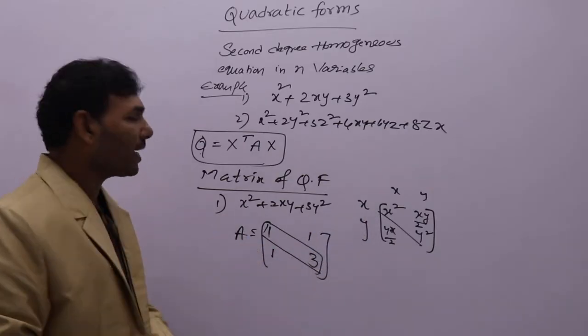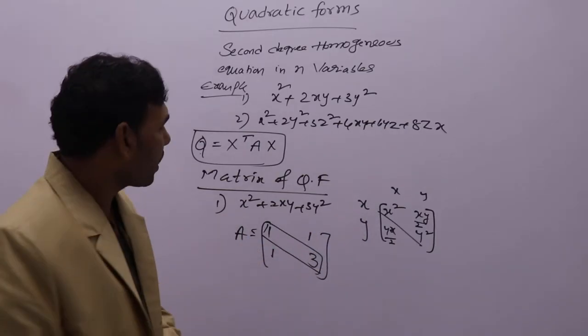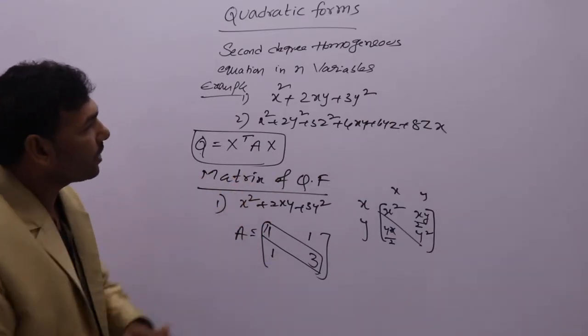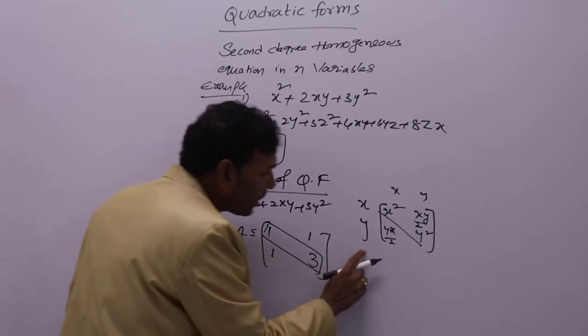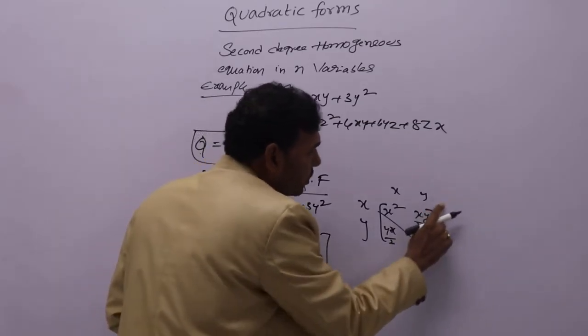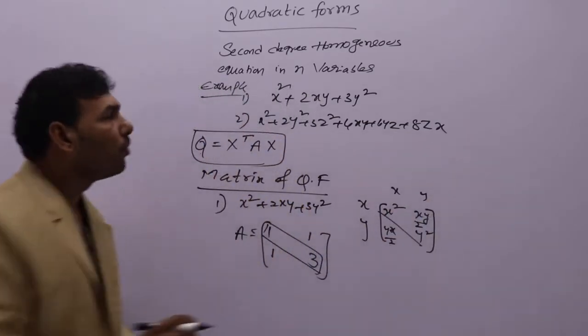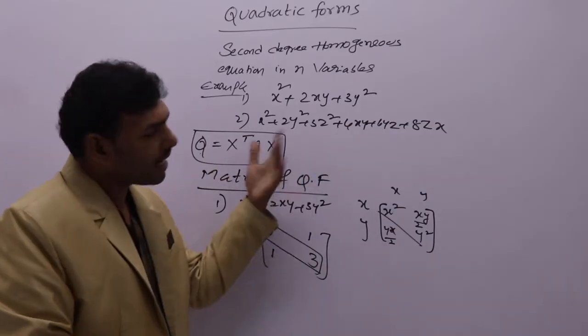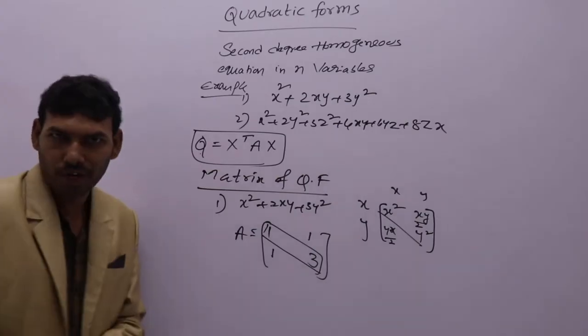Like this, one can easily write the matrix of quadratic form not only for 2 variables, for 3 variables also. To write for 3 variables, you need to write one more element here, z, z. Again multiply like this. We are going to discuss every problem on 3 variables. There again we will discuss how to write the matrix of quadratic form.